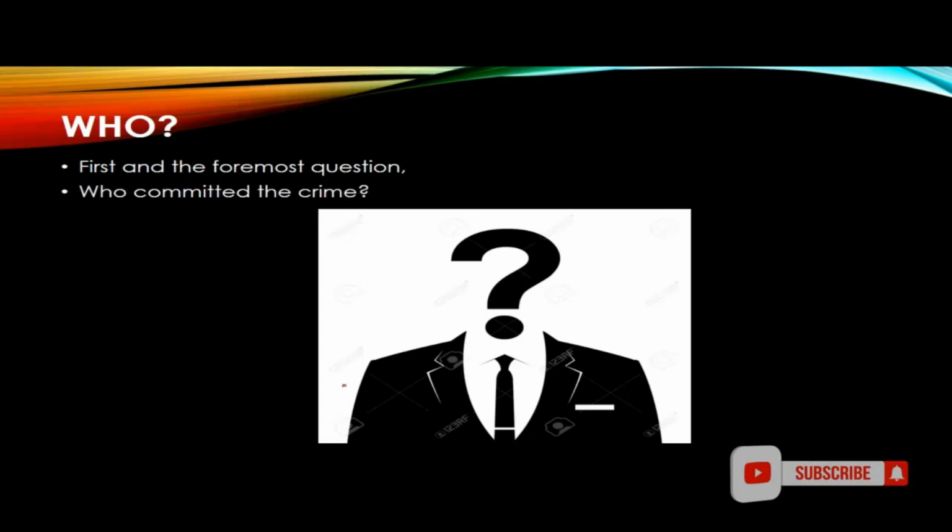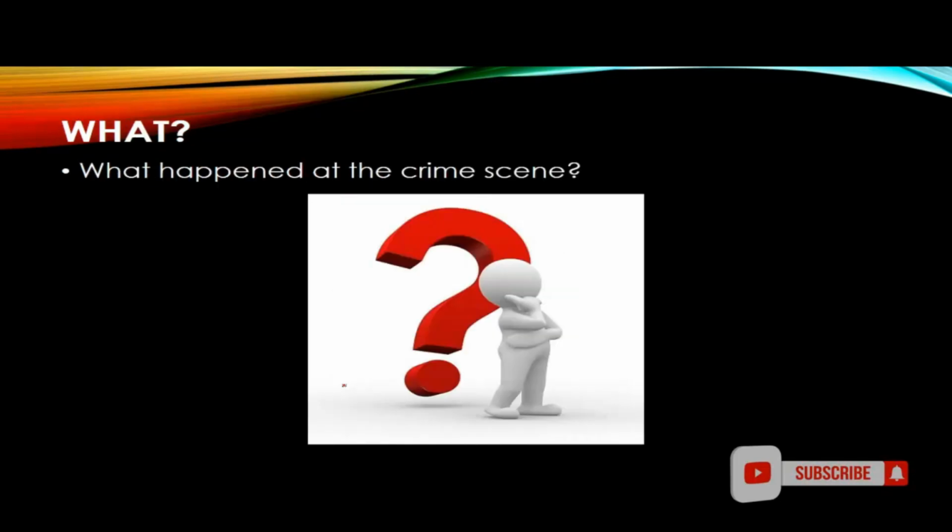The second element of criminal investigation is what. What happened at the crime scene? That's another question that an investigator wants to know. What happened at the crime scene? What was the situation at the crime scene? These questions basically help the investigator to understand what happened at the crime scene. What was the crime all about?